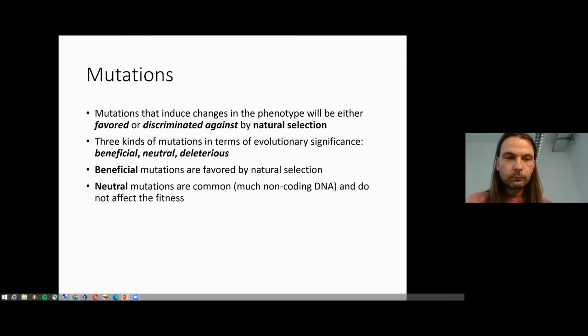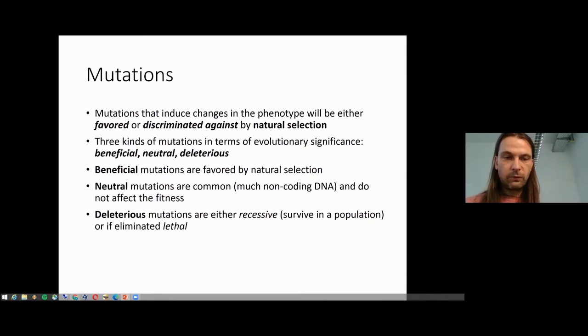So neutral mutations are those which affect non-coding DNA. You heard we have a lot of non-coding DNA. So these mutations really do not affect organisms. They do not affect the fitness, the chance to survive the environment. And if they are deleterious, they're either recessive, so they can survive in a population, or if they're dominant, then they're lethal. They will eliminate themselves because the organism may die.